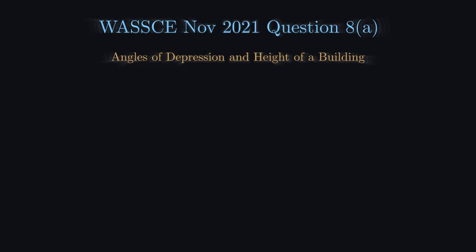Today, we are solving WASSCE November 2021 Question 8a. This is an angles of depression problem involving a tower and a building.